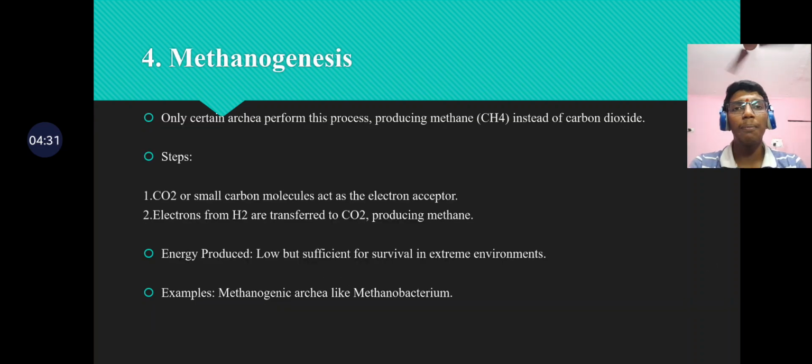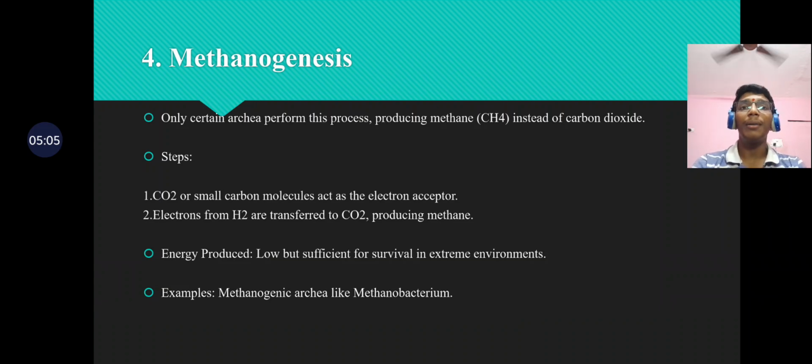Methanogenesis is another type of microbial respiration which is only performed by certain archaea, producing methane instead of carbon dioxide. The steps involved here: carbon dioxide or small carbon molecules act as the electron acceptor, and then electrons from hydrogen, H2, are transferred to CO2, producing methane. The energy produced in methanogenesis is low but is sufficient for survival in extreme conditions.